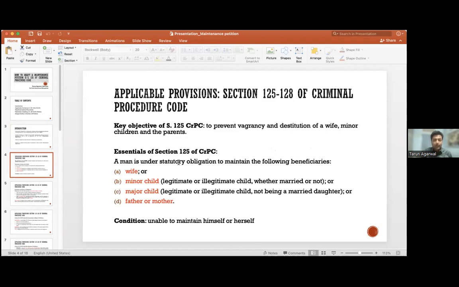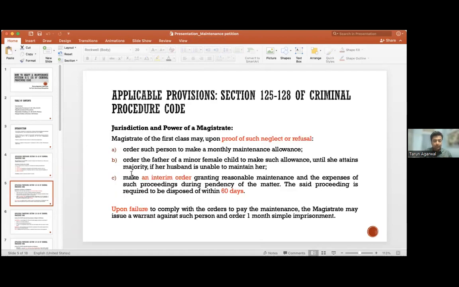So there are broadly four categories of persons who can file this application and can seek maintenance under this provision. First is a person's wife. Second is a minor child, whether legitimate or illegitimate, from a marriage or from a long-term relationship with a woman. Third is a major child, a child who has attained the age of 18 years and who is not able to maintain herself or himself. Then the last category of persons is father or mother. Now, in all these four cases, the basic condition is that whoever files this application has to prove that they are unable to maintain themselves. Now, what does it mean? I'll explain further in the later slides.